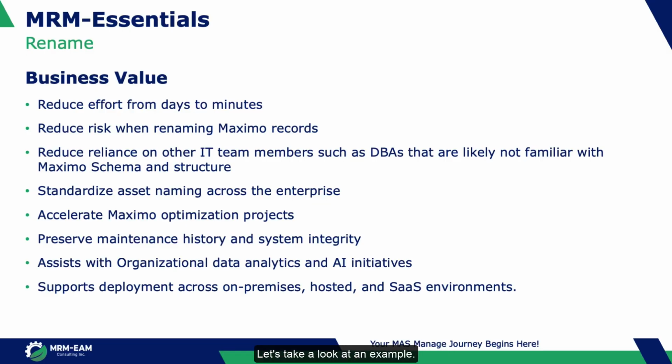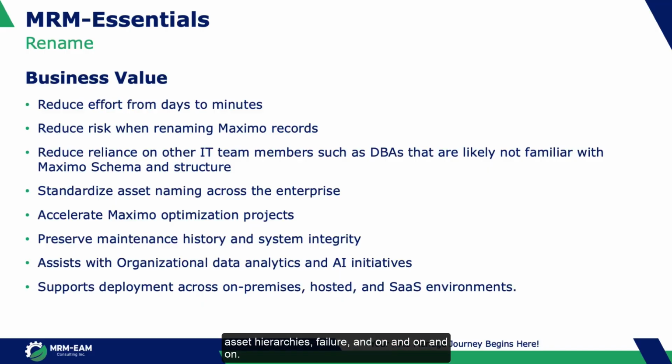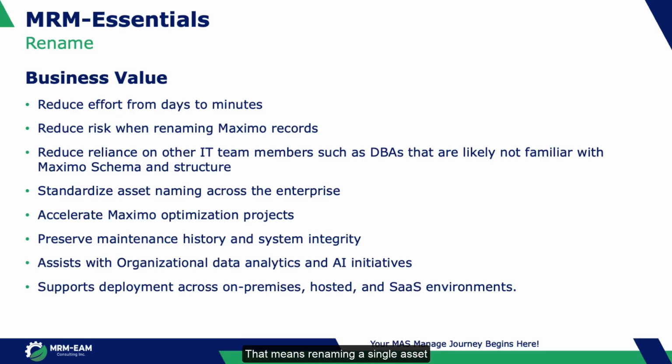Let's take a look at an example. Assets. Assets appear in work orders, PM records, meter readings, material transactions, purchasing transactions, asset hierarchies, failure, and on and on and on. That means renaming a single asset isn't just updating one record, it requires updating every reference to that asset across dozens of tables while maintaining referential integrity.